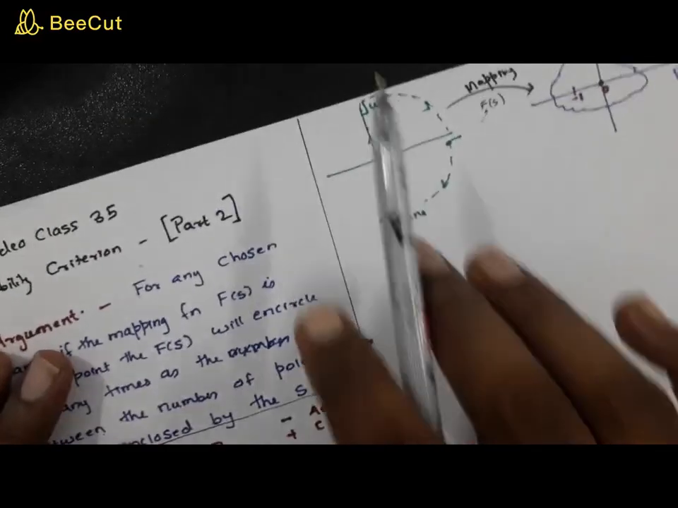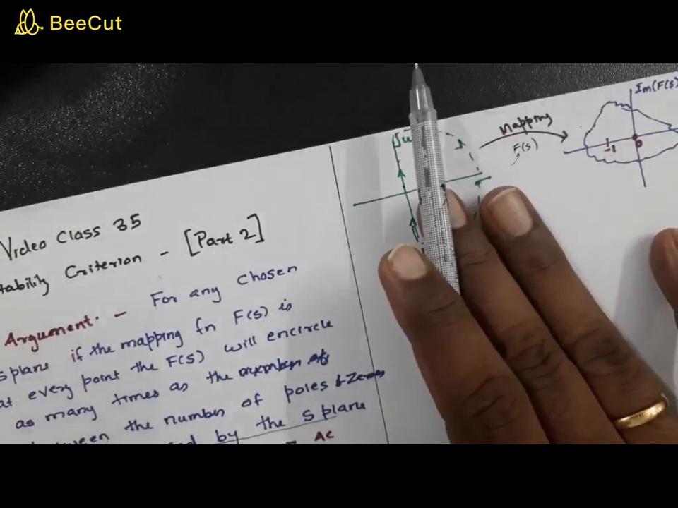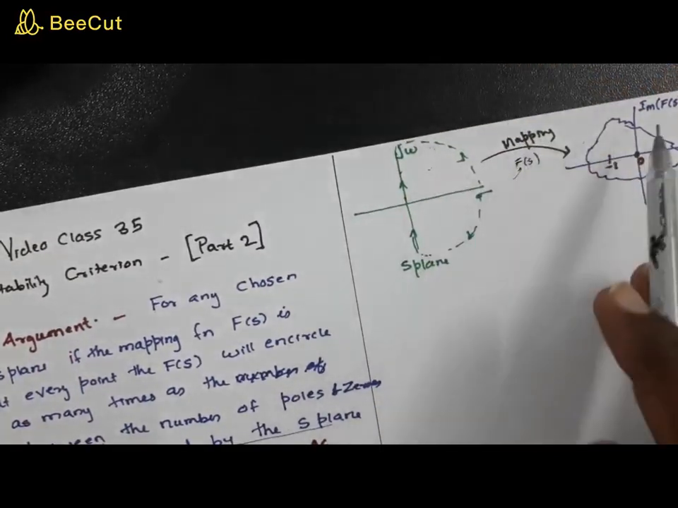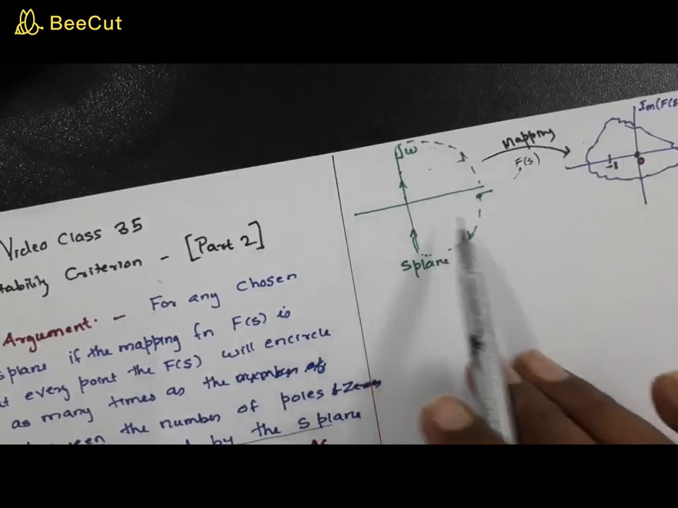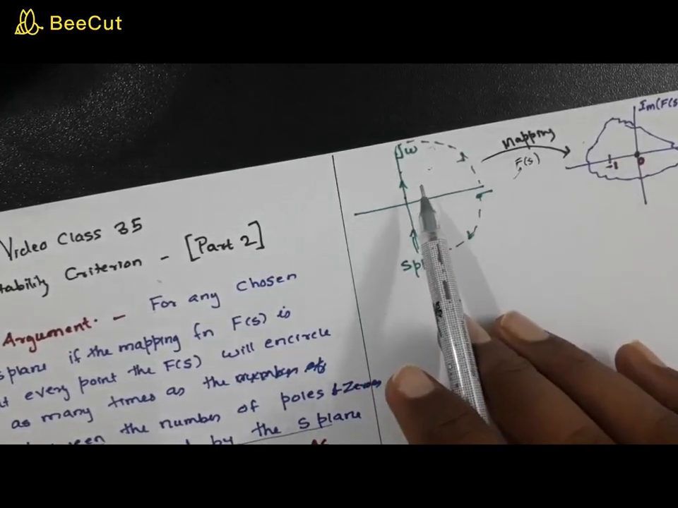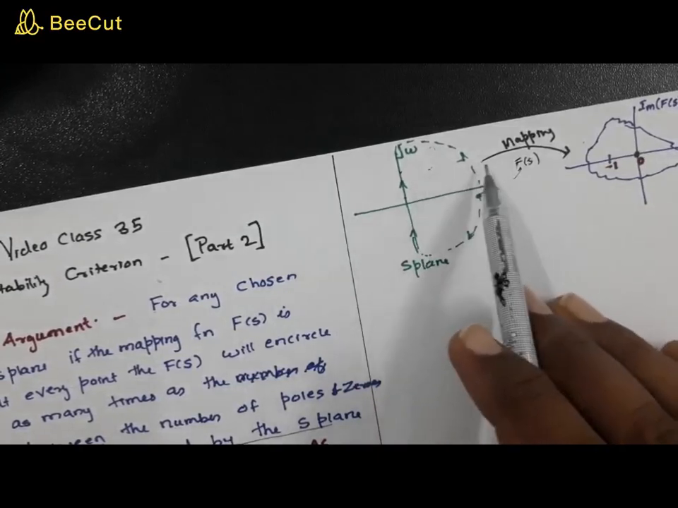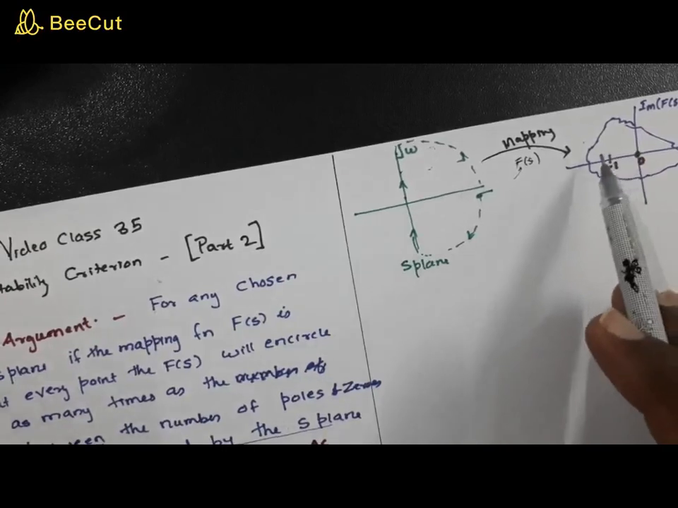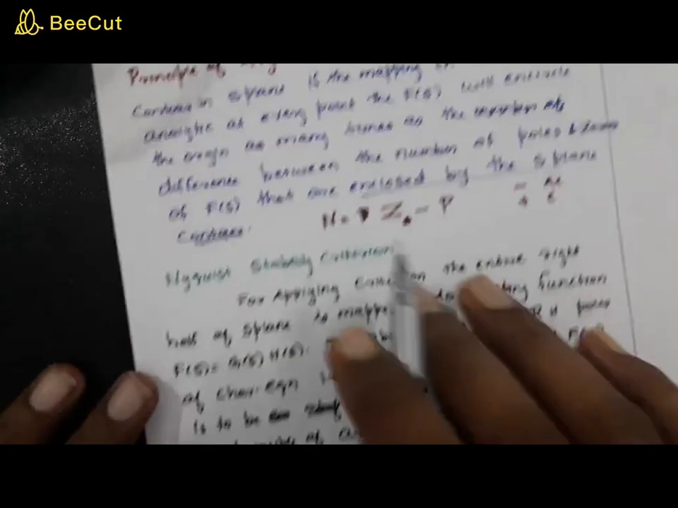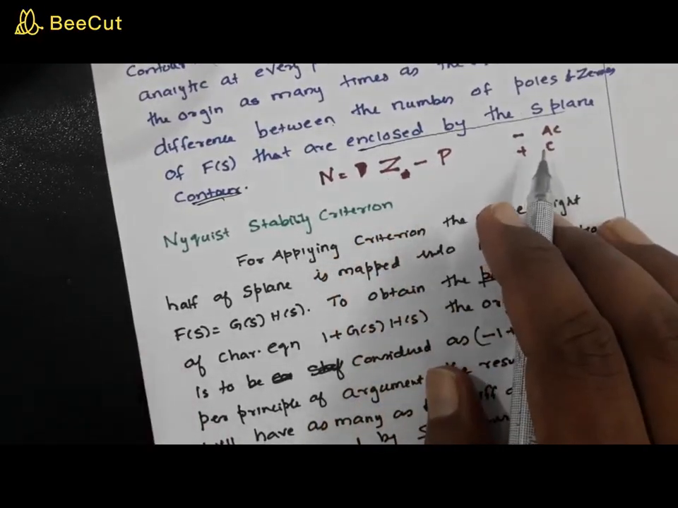Hope you understood. What we need is to know whether there are any poles inside this contour. If the encirclement is 0, that means the difference is 0, so p and z are equal. If there is 1 encirclement, then the difference between the number of poles and zeros is equal to 1, and it goes on like that.